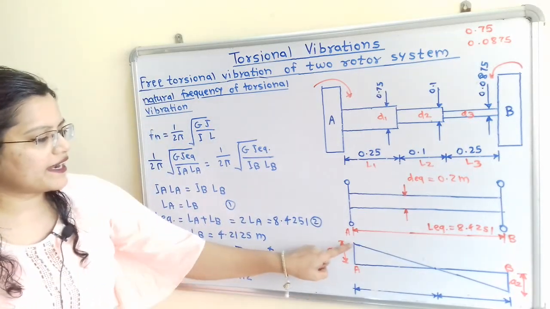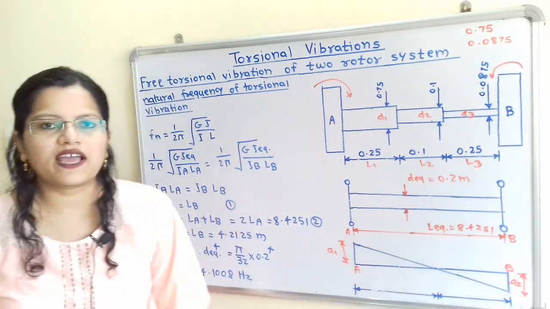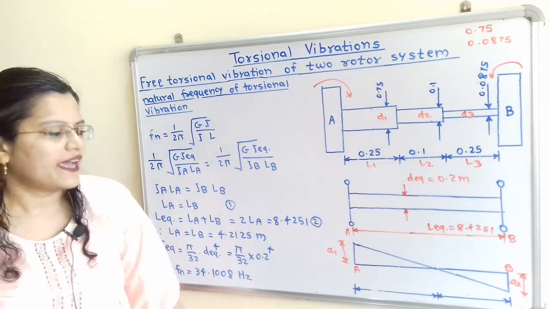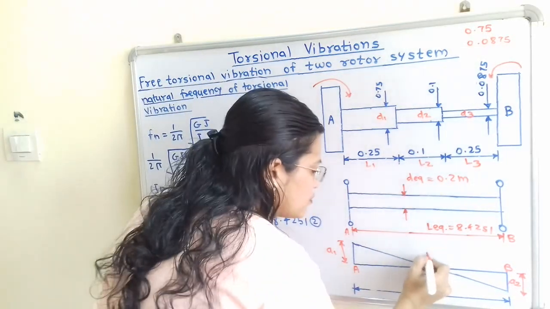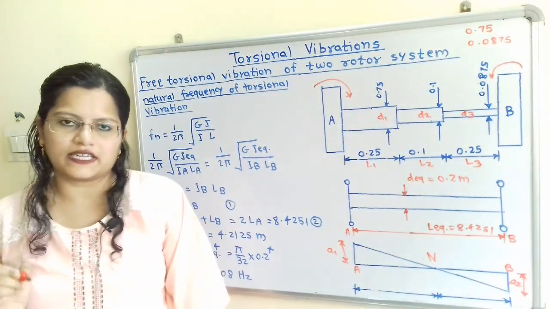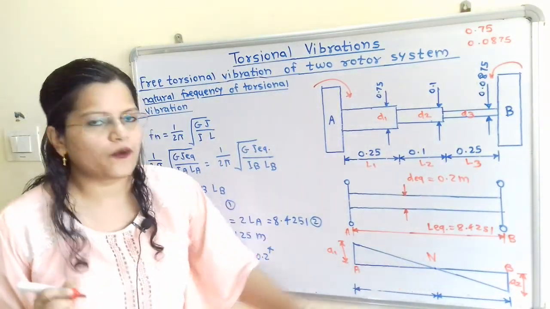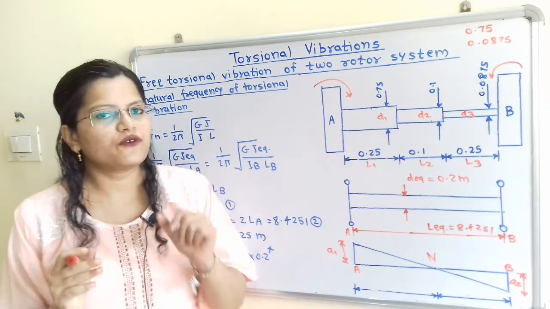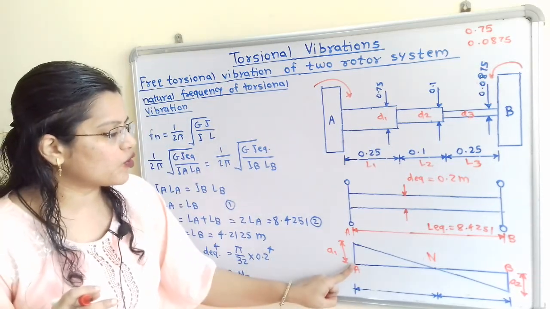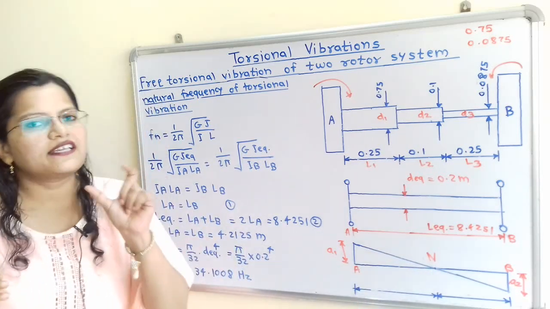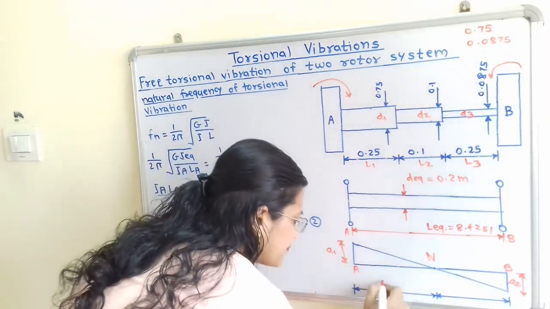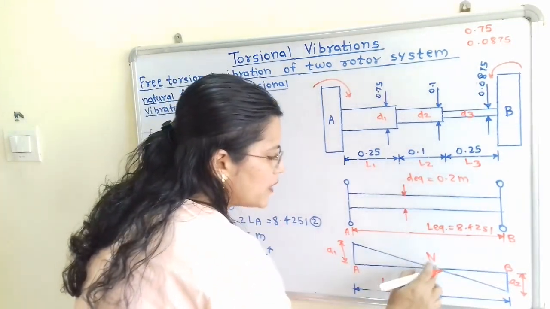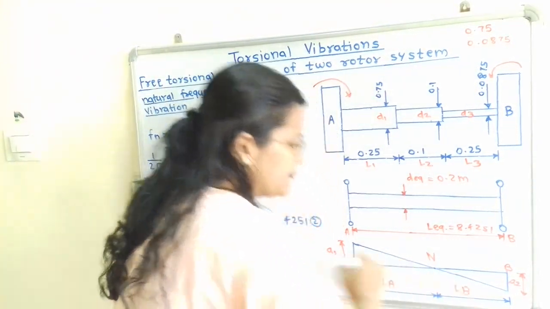Now if we connect the end points of this A1 and A2, then we get the point of intersection on the shaft, and this point of intersection is known as node point, that is N. And at this node point, amplitude of vibration is 0. Now if we measure the distance from the rotor A to N, then it is known as LA. And if we measure the distance from rotor B to N, then it is known as LB.